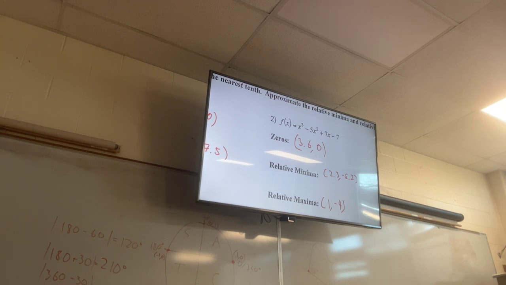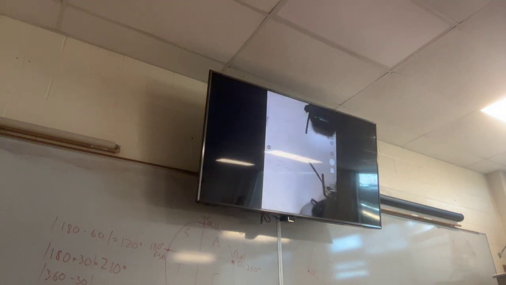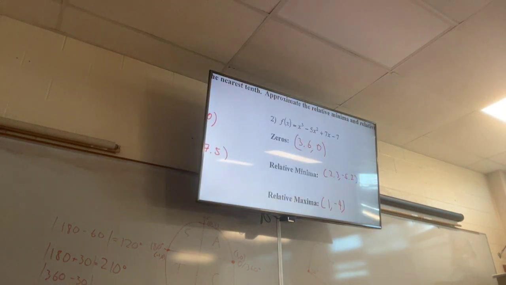Like how you did on your calculator? Yeah, so you can have up to three zeros on your graph. Sometimes it'll be one, sometimes it'll be two, sometimes it'll be three. Sometimes it'll be zero if it's even.